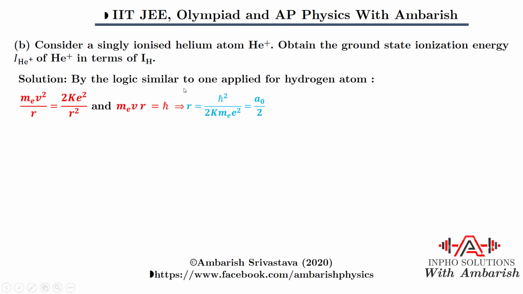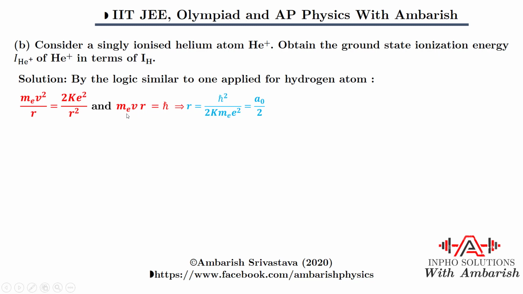So by the logic similar to the one applied for the hydrogen atom, we can say that mv square by r, that's the centripetal acceleration, is provided by the electrostatic attraction. Now here for helium Z is 2, so 2ke square upon r square. And we also know that mvr is h by 2 pi, because we are talking about the ground state, and we want to find out the ionization energy.